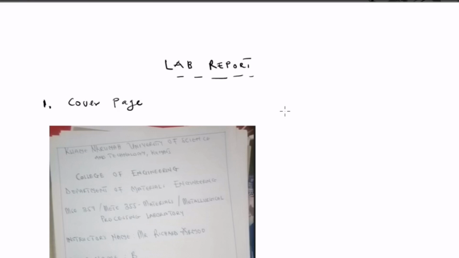So what they're trying to let us know is that with the lab report, you need a cover page, and this is a detailed cover page. You need your institution. This is coming from the University of Science and Technology. We need the College of Engineering, Department of Material Engineering. We have the course name, that's the laboratory name, Metallurgical Processing Laboratory. We have the instructor's name. The instructor is the person or the lab technician who is going to take you through the lab during the lab section. Now we have your group name, whereby you indicate your group name.